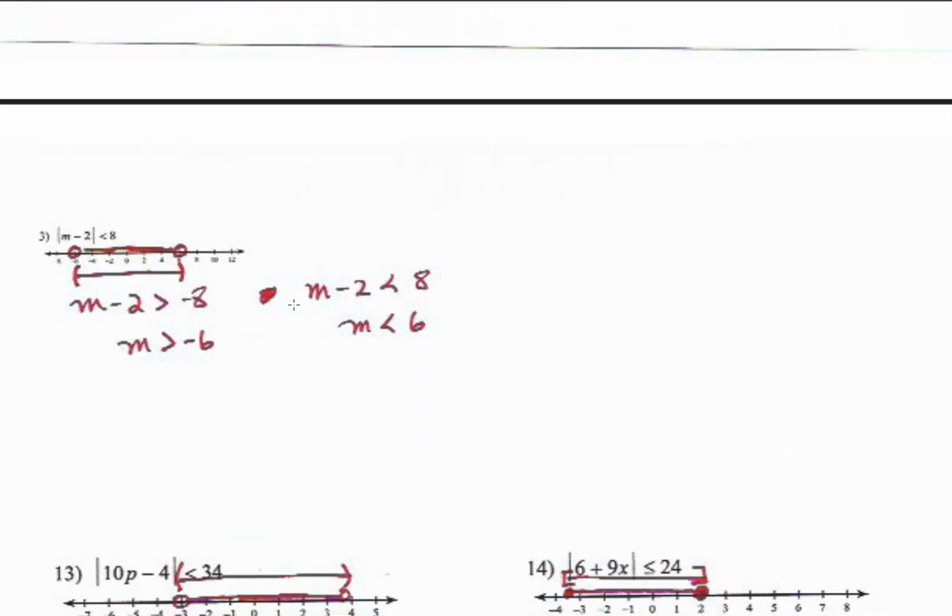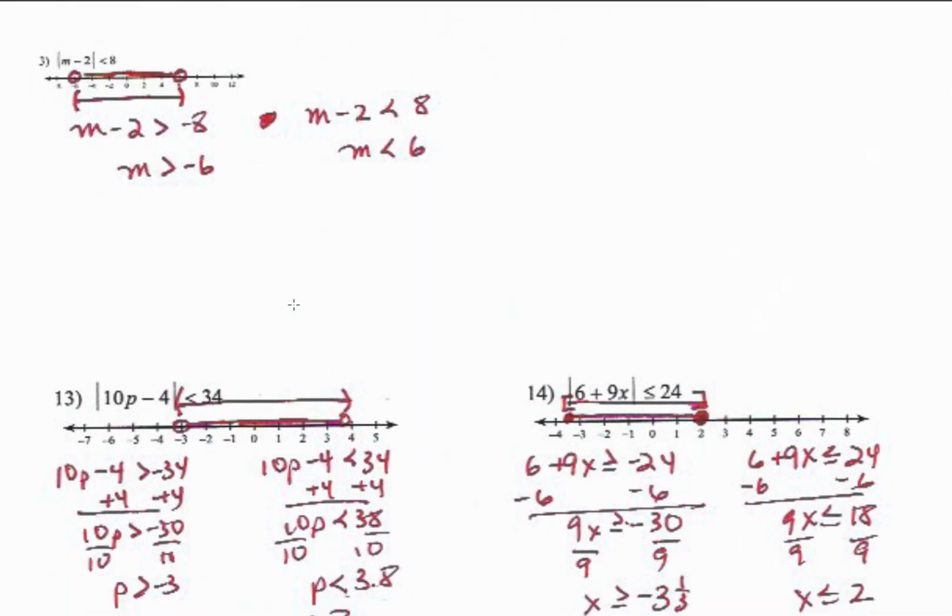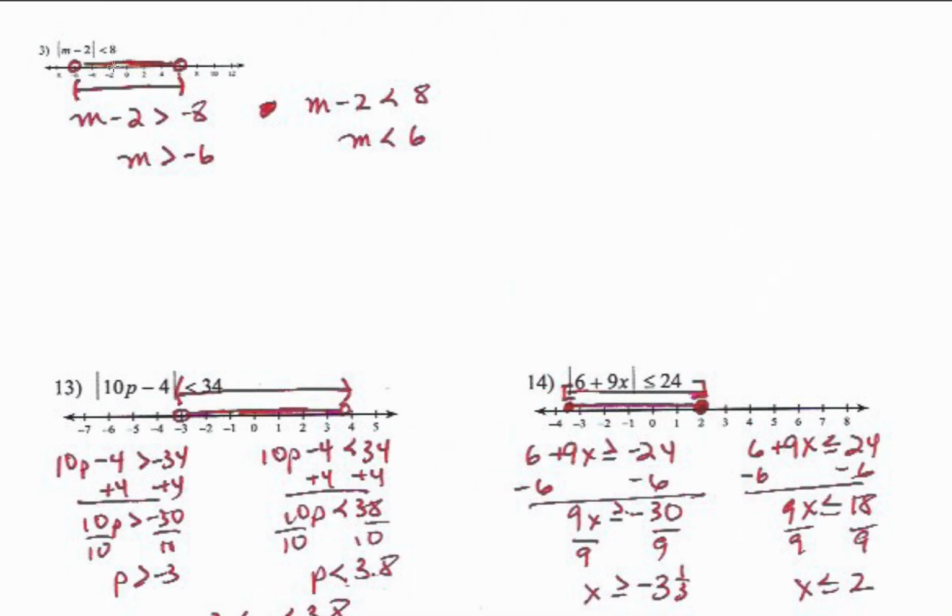Okay. Next one is an inequality. It wants me to graph it also. Notice it's less than, so it'll be bounded. m minus 2 is greater than negative 8, or m minus 2 is less than 8. Adding 2 to both sides, m is greater than negative 6. Or adding 2 over here, I get m is less than 6. So it's the area between 6 and negative 6 that's bounded, and they need to be open circles or parentheses when we graph it. That's the bounded interval.